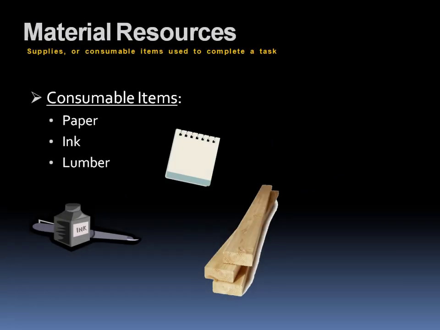Now you could say that the hammer and the forklift could be a material resource, but material resources are basically consumable items. So the definition would be supplies or consumable items used to complete a task. In other words, once we're done with the task, like writing our book, we will have used up quite a bit of paper, also some ink, and if we were building a home, we'd use up this lumber here. So consumable items will be your material resources, used up when you finish completing a task.